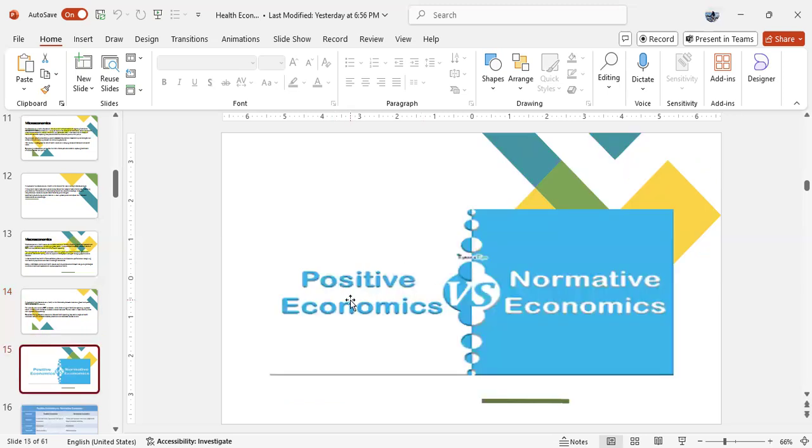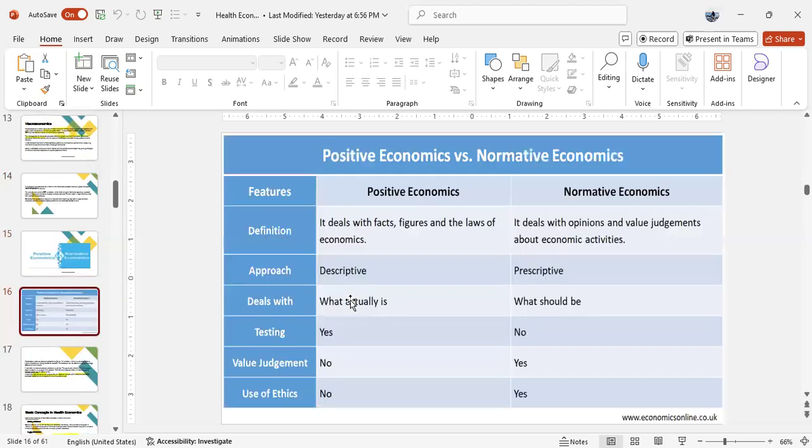Moving forward to positive economics and normative economics. Here we will compare both of these types of economics. In positive economics, we deal with the facts, figures, and laws of economics, while in normative economics, we deal with the opinions and value judgments about economic activities. This is a descriptive approach, while this is a prescriptive approach.